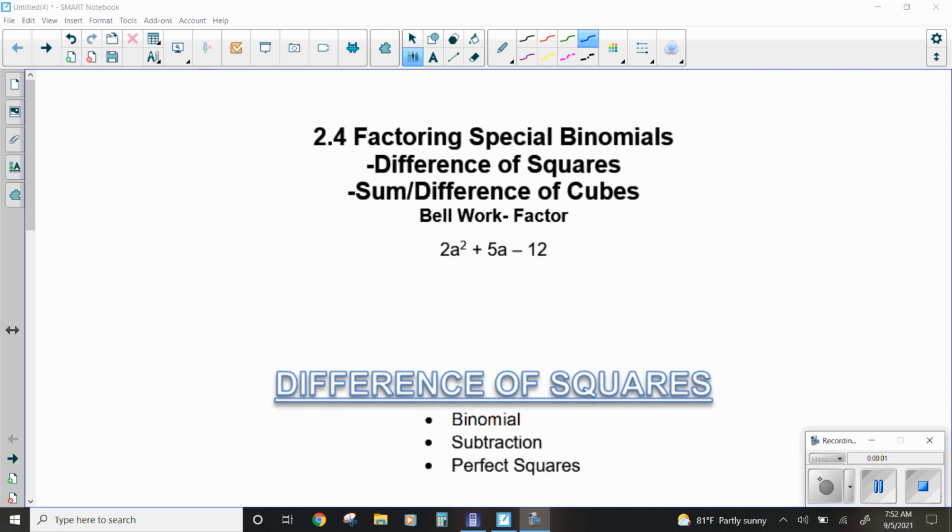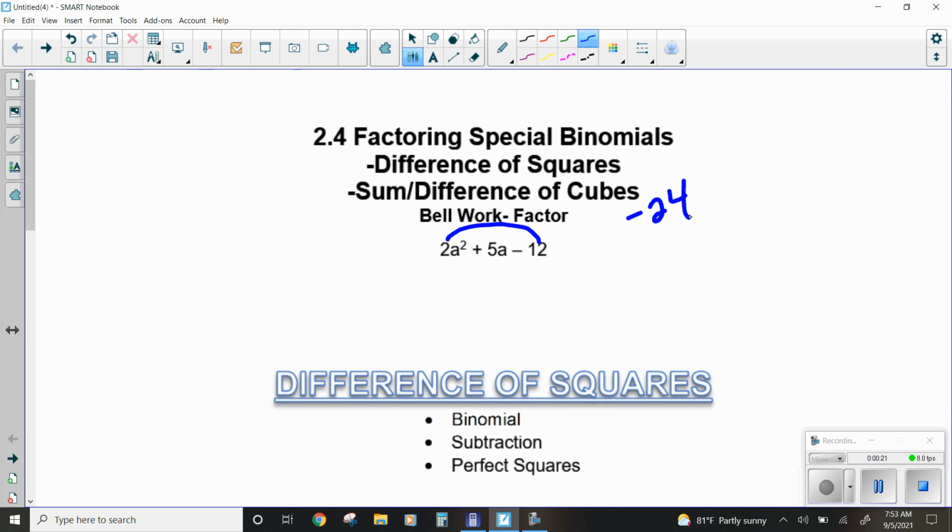Okay, our bell work problem, it's an ABC problem, so we have to decide if it's simple or complex. Judging by the 2 in the front, the 2 is not the GCF, so that means it's going to be complex. Every ABC problem, you multiply the first one with the last one and you get negative 24.